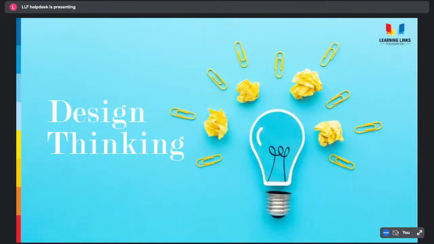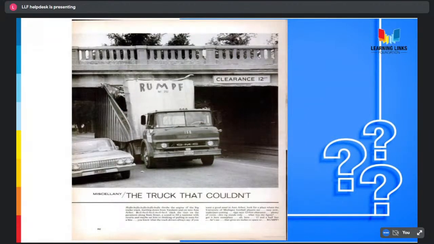So what is design thinking? In this session, we will be discussing design thinking. Let me start with an amazing problem statement. As you can see here, there is a truck. Here we have a truck on a busy road. It was stuck under an underpass, or you can imagine that this truck is stuck in a tunnel. It can't move forward or back right now, and there is traffic piled up in front, all around this area.